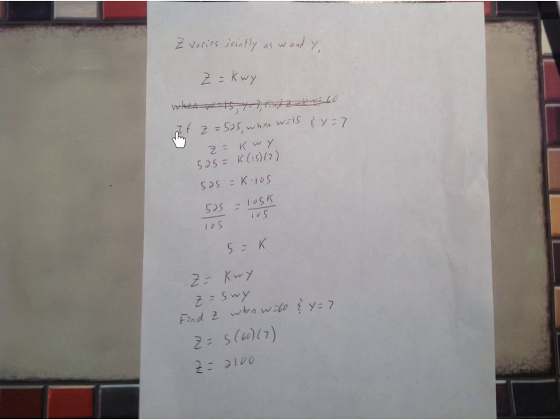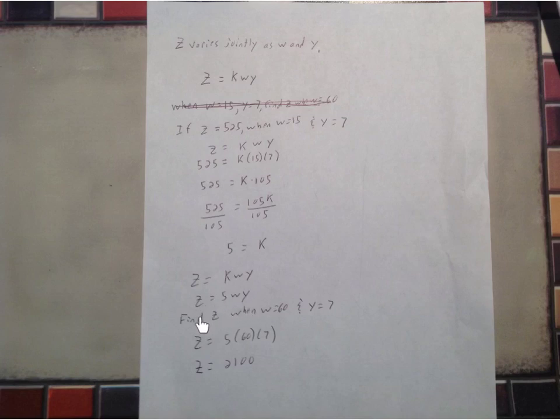Then also you're given, when Z is 525, W is 15 and Y is 7. So I substitute in those three values for Z, W, and Y. That product's 105. Divide both sides by 105 and I'm able to find out K. Then I plug in K into the original equation here and Z equals 5WY.